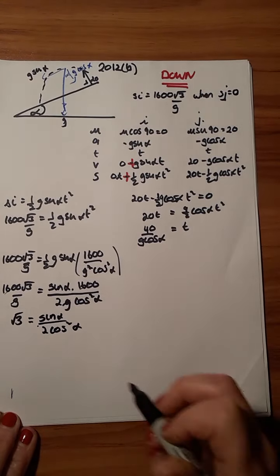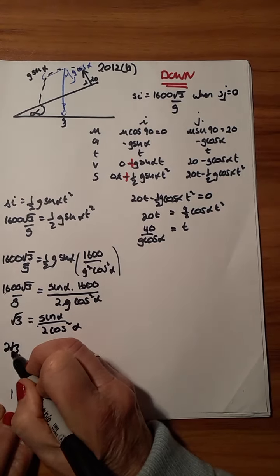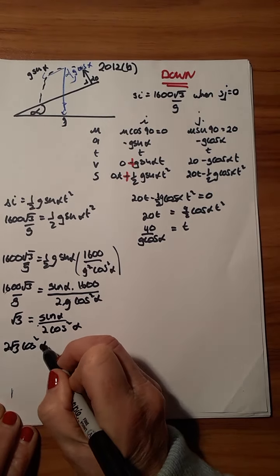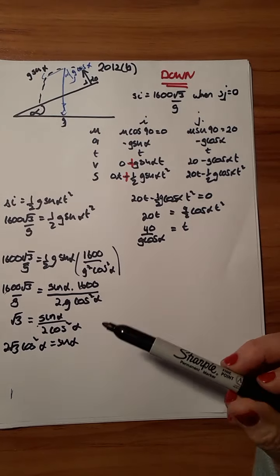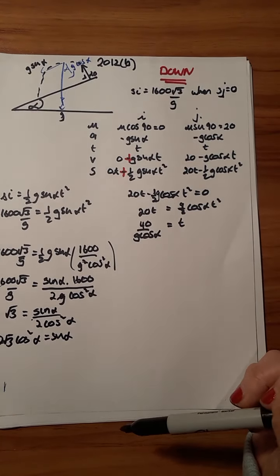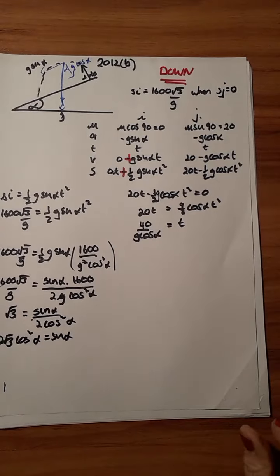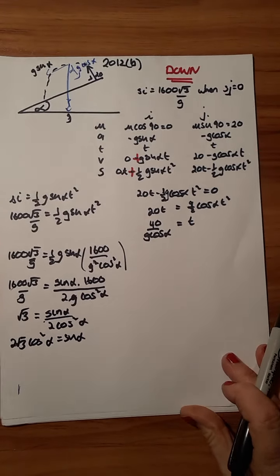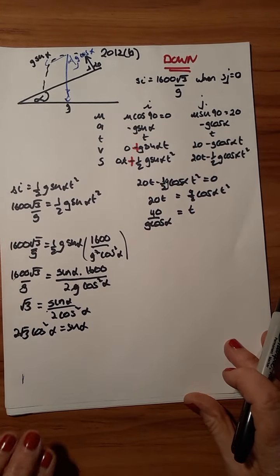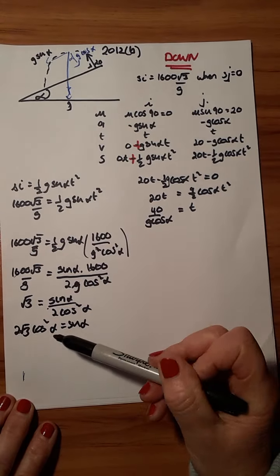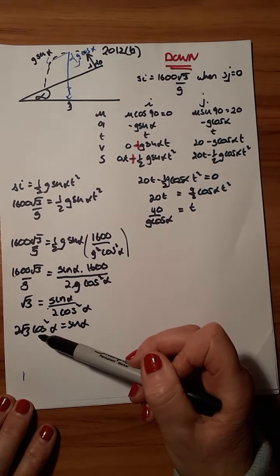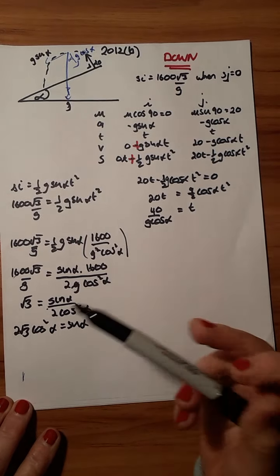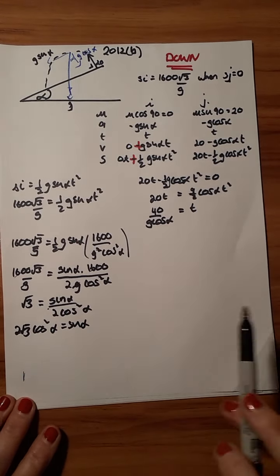So I'll cross multiply here and I'll get twice root 3 cos squared alpha equals sine alpha. Now you have to decide, you're trying to find alpha, so now you have to try to decide what's your best option here. What's the best thing to do to find alpha? We could divide both sides by sine. That would become 1, of course, but then I'd be left with a cos and a tan over here, so that wouldn't really be much use to me.